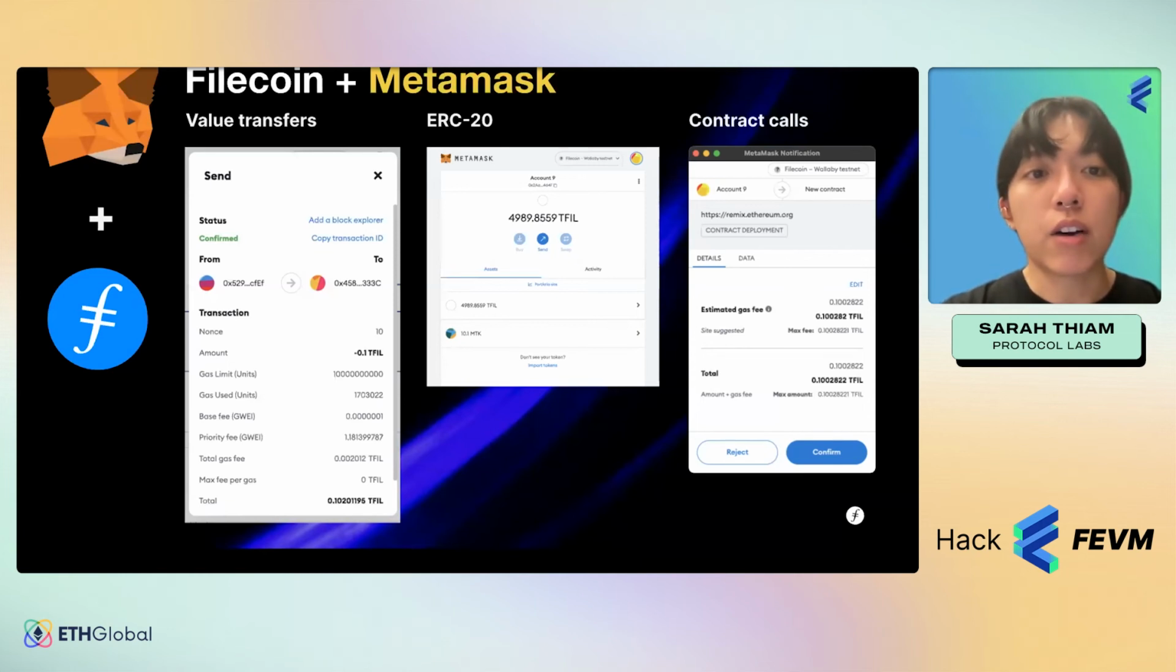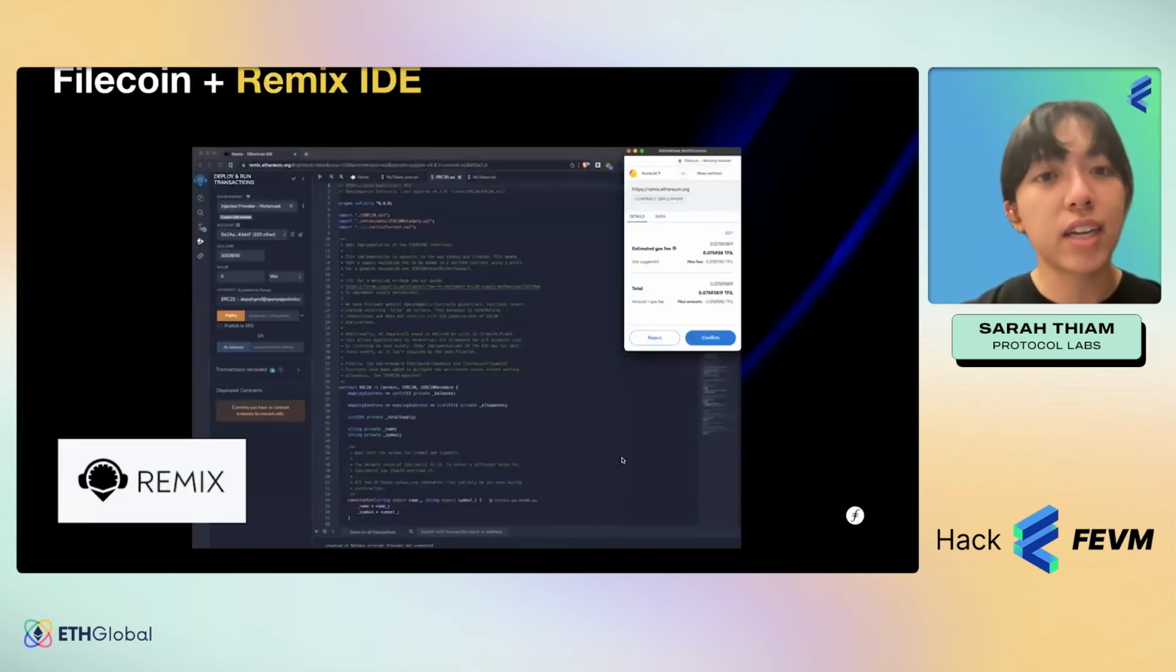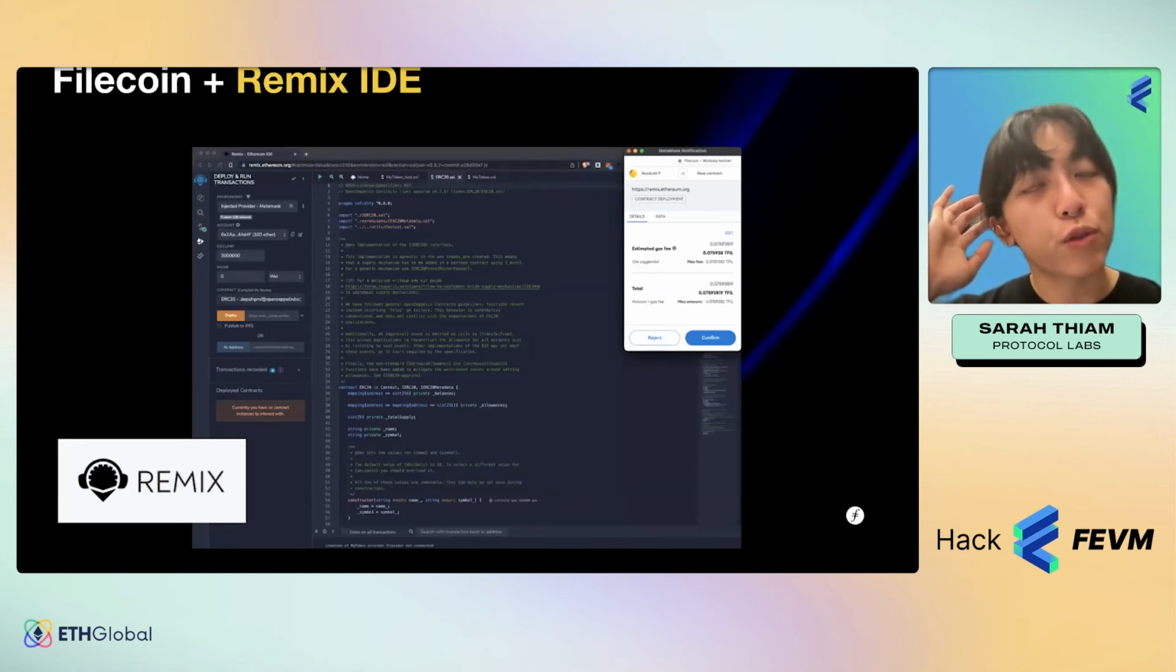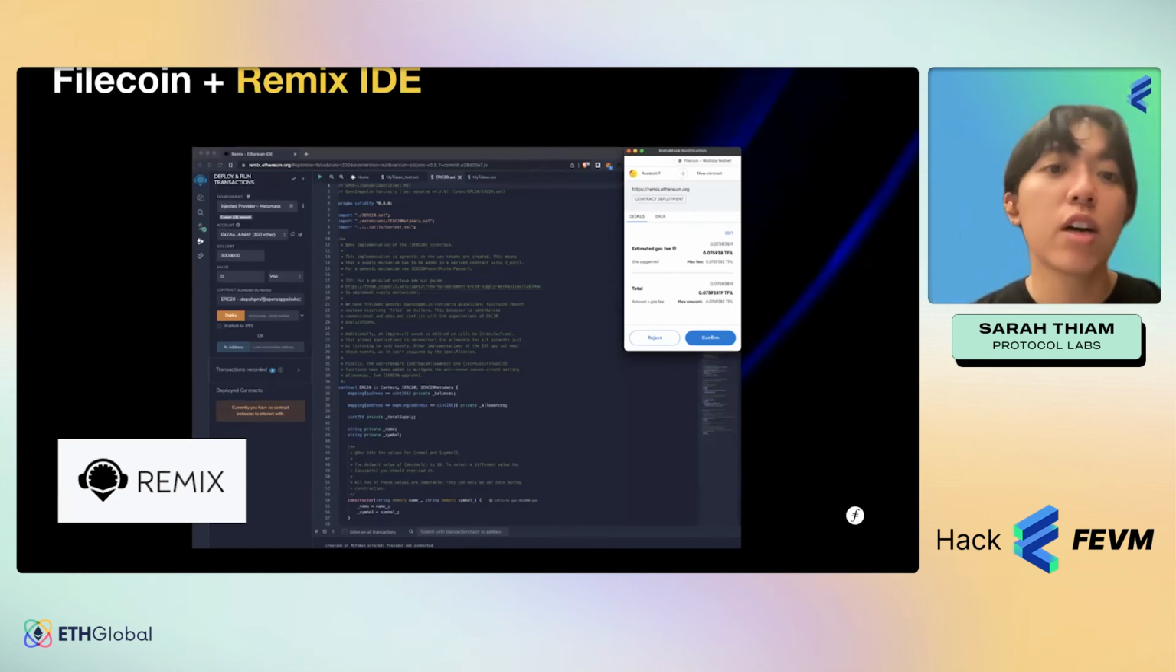For MetaMask itself, you can already do value transfers, deploy an ERC20 token, and do contract calls. These are all the capabilities that are available today with MetaMask, so it's pretty much seamless at this point. And then Remix IDE, I'm sure all of you are familiar with this. This works really well as well. We've tried it out with a few template contracts, and we have early builders also testing it out, and it seems to work so far. So pretty good on Remix as well.